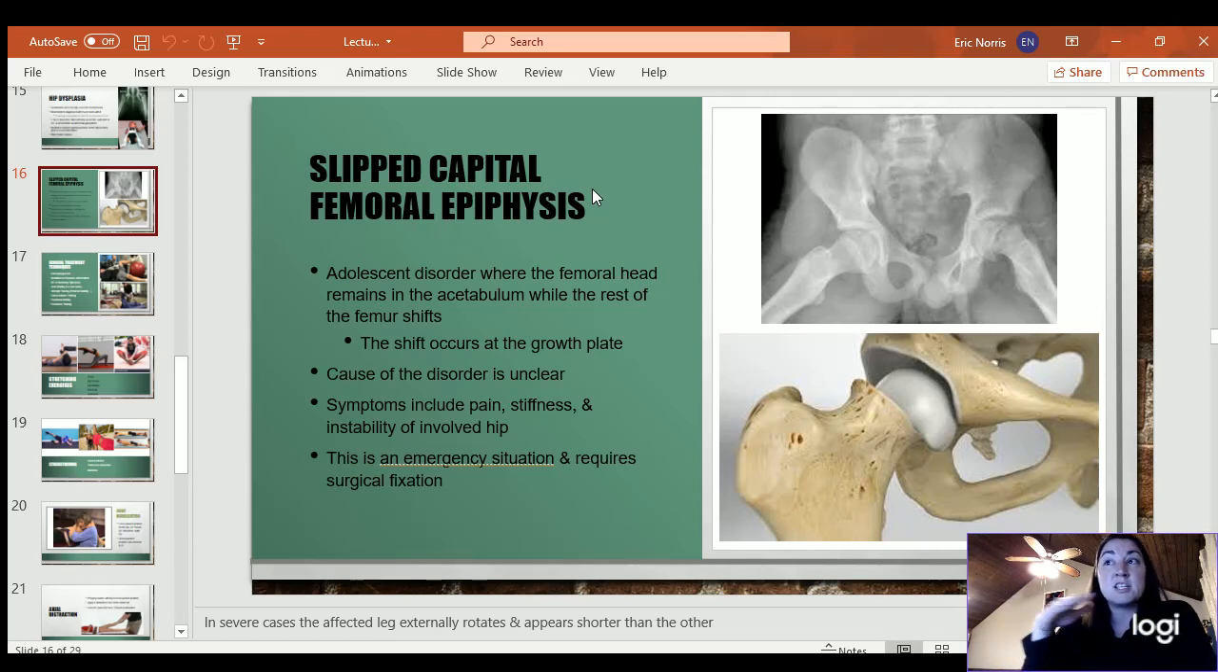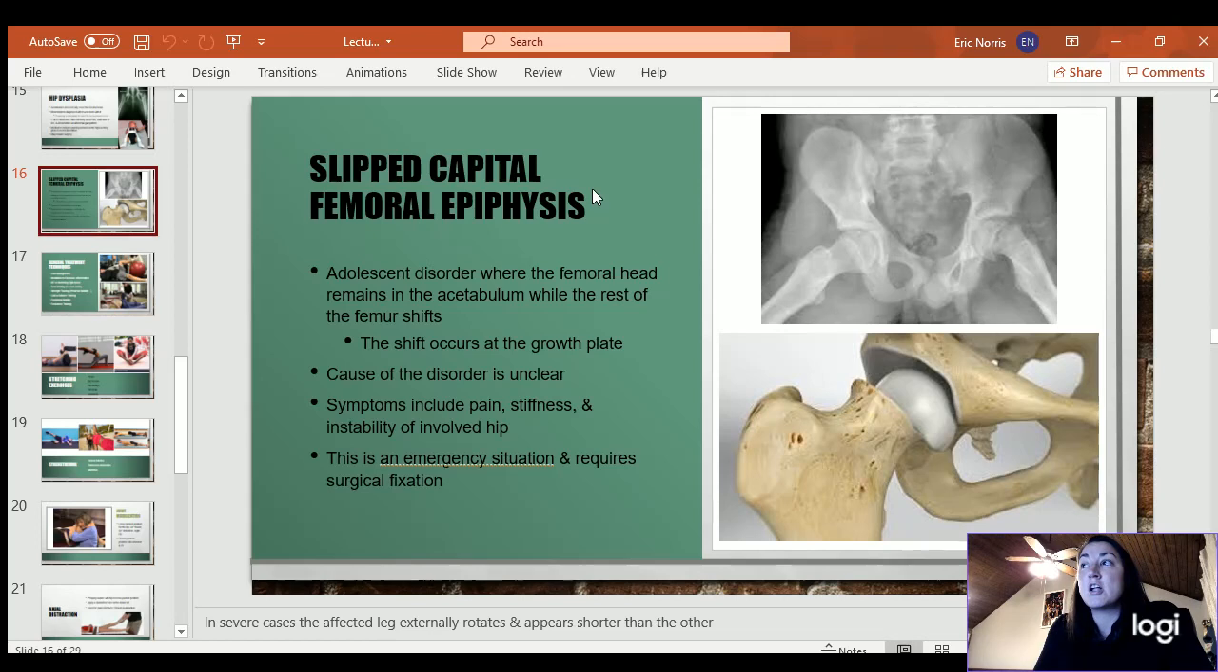It occurs, of course, in the epiphysis or the growth plate, and they really don't know the exact cause, why it happens to some and not others. It's kind of an anomaly at this point, but symptoms include pain, stiffness, and instability of the involved hip, and oftentimes when they have it in one hip, it's likely that they will have it in the other at some point. Not a guarantee, but this is an emergency situation, and it does require surgical fixation.